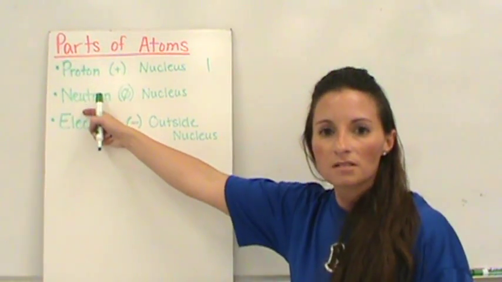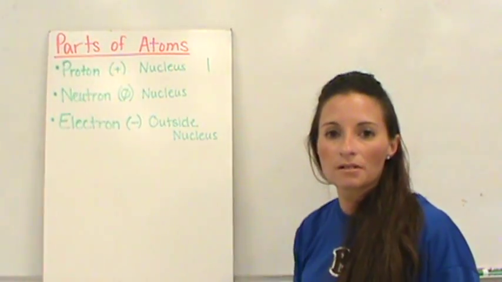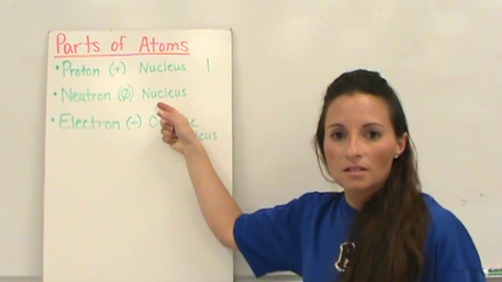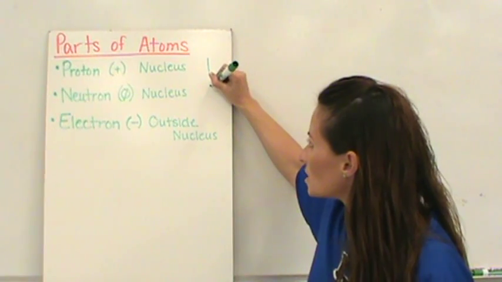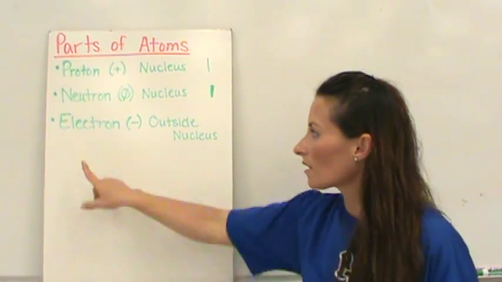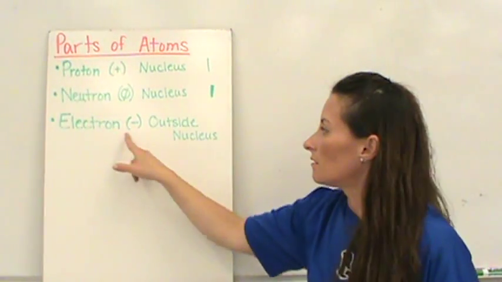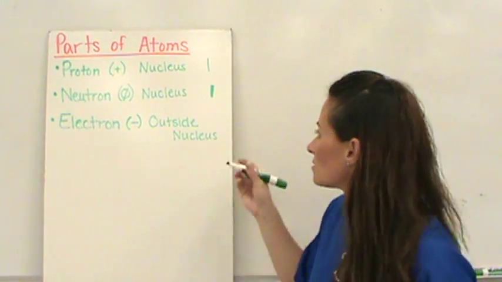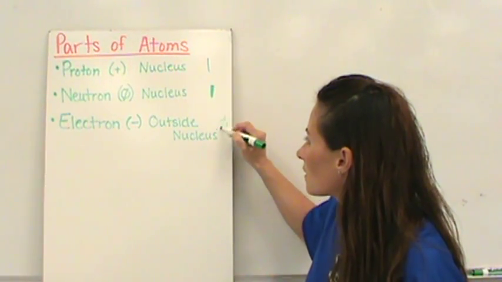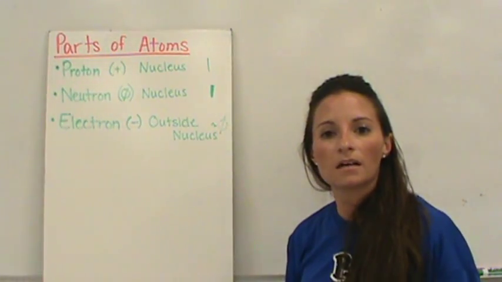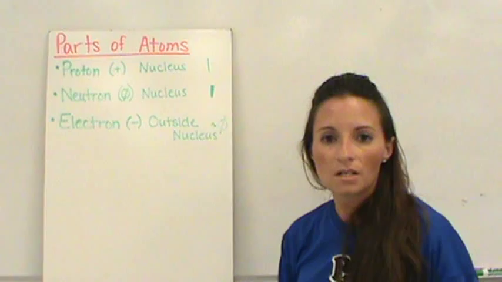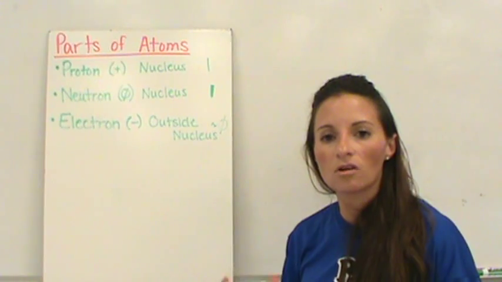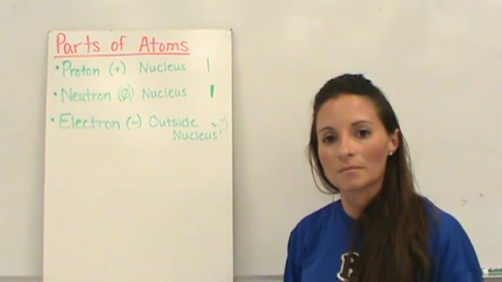Okay. Neutrons have a 0 charge, so they have no positive or negative charge. They're neutral. They reside within the nucleus, and they also have a mass unit of 1. Electrons have a negative charge. They're outside the nucleus. They kind of float around the outside of the nucleus. And they have a mass number of approximately 0. Okay? So a mass unit of approximately 0. So basically, they have ultimately no mass within the atom itself.